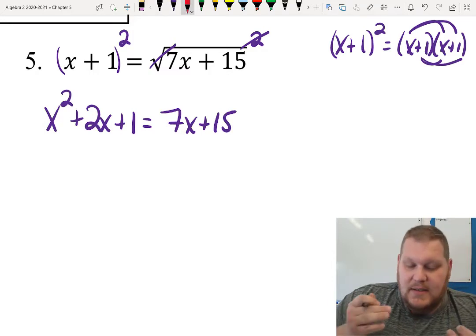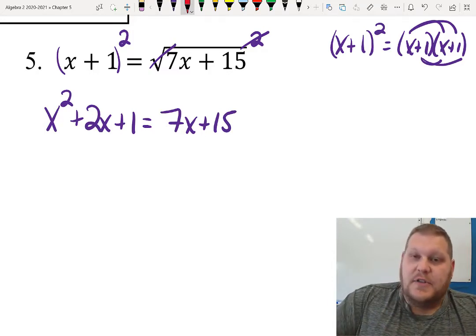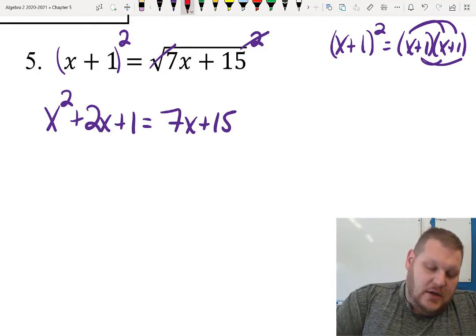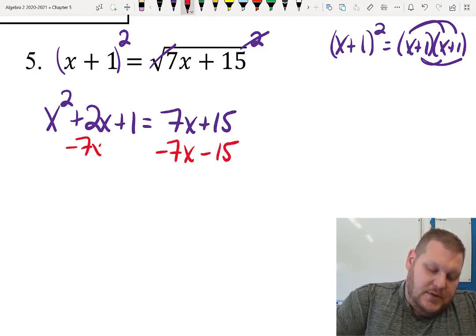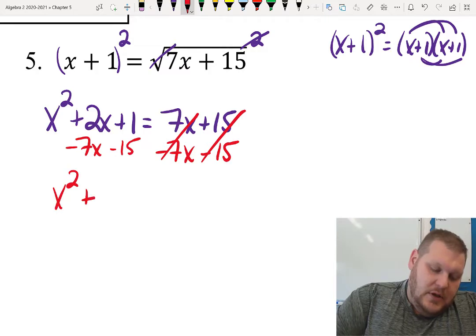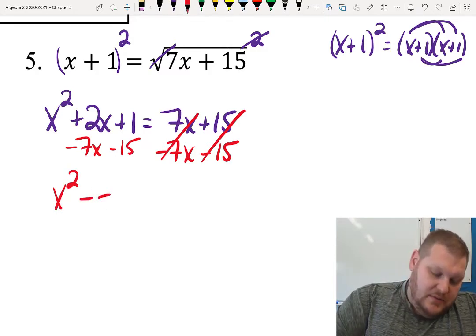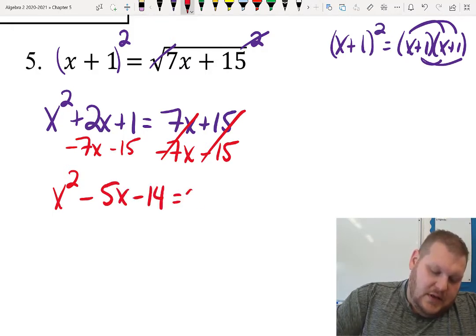The nice thing is, now that my square root is gone, I can push everything over onto one side and solve using methods that we learned last semester. So we'll subtract 7x on both sides and subtract 15 from both sides to get it equal to 0. x squared minus 5x minus 14 equals 0.